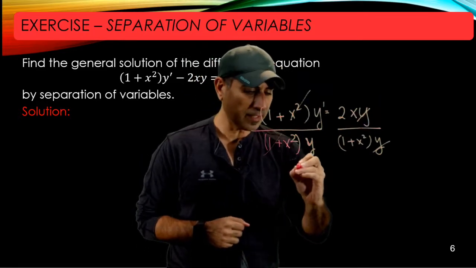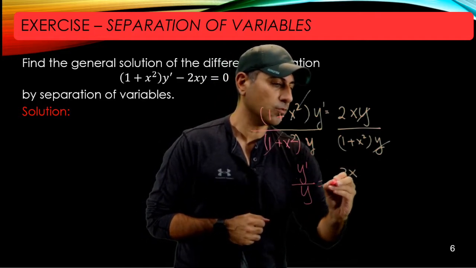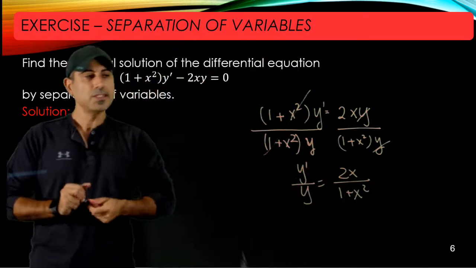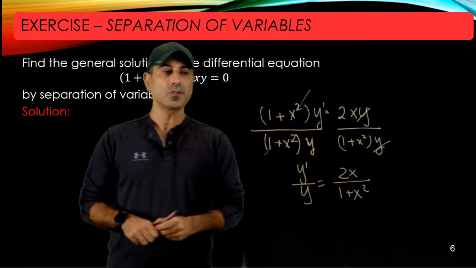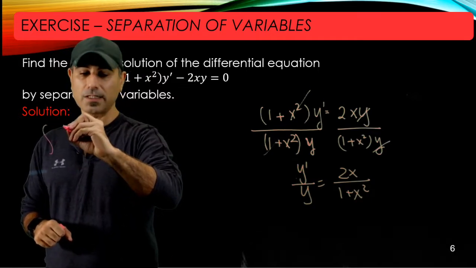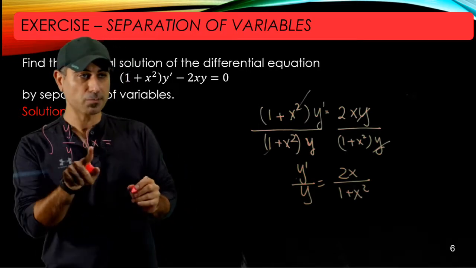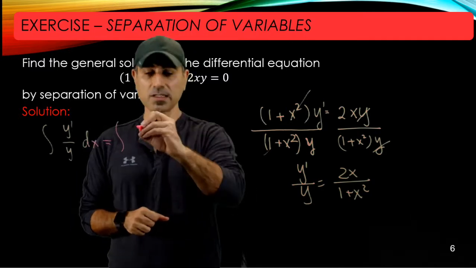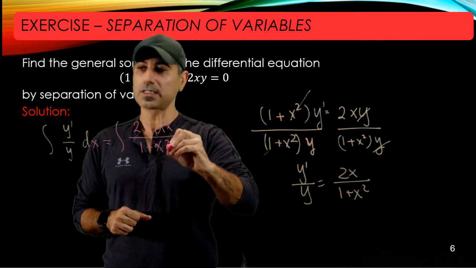In turn, we have y' over y on the left, and 2x over 1 plus x squared on the right. As you see, the variables are separated here, and the separation of variables says that you can integrate both sides simultaneously with respect to x. So I'm going to put the dx here to show that the integral is on x, and the same thing here, so this would be 2x dx divided by 1 plus x squared.